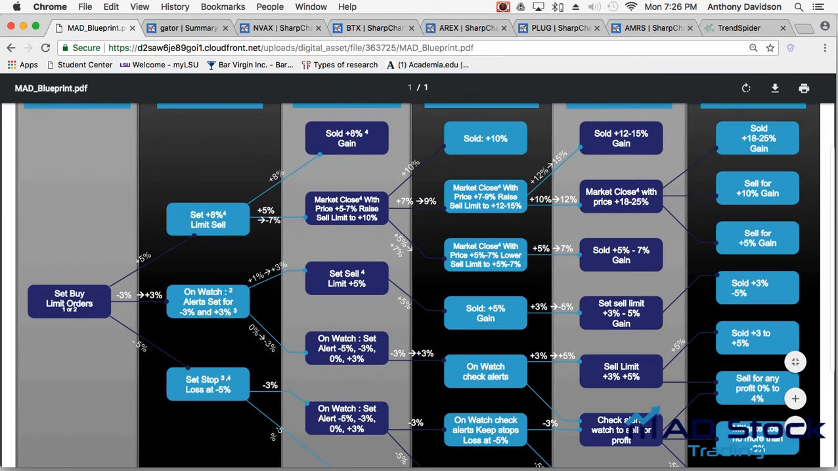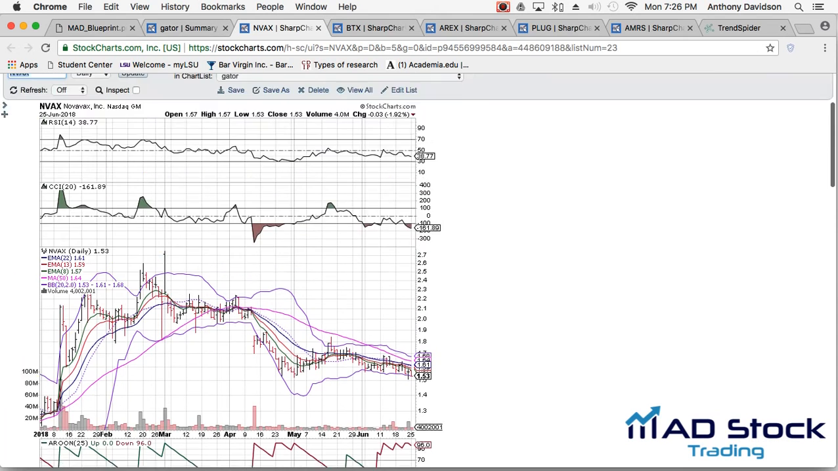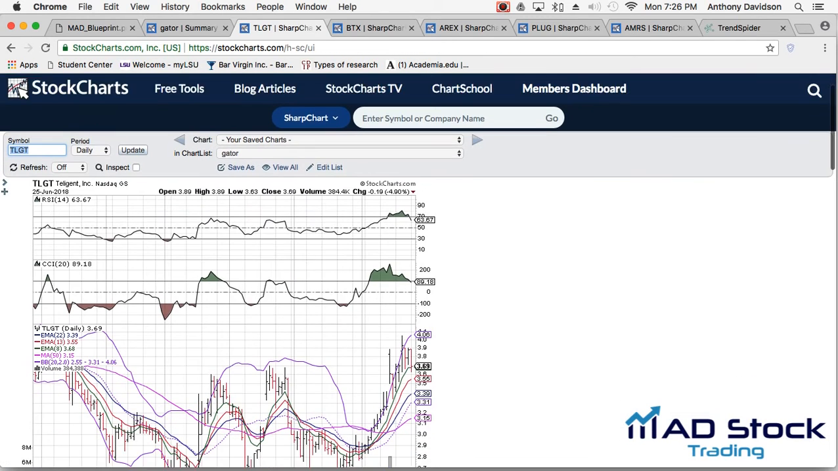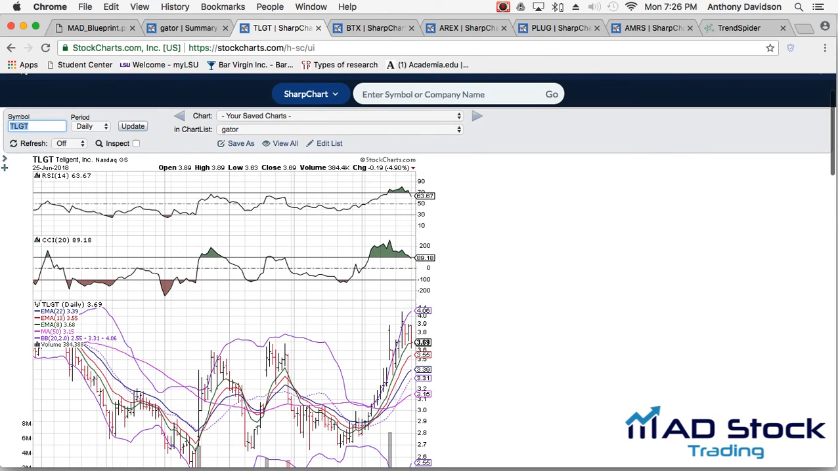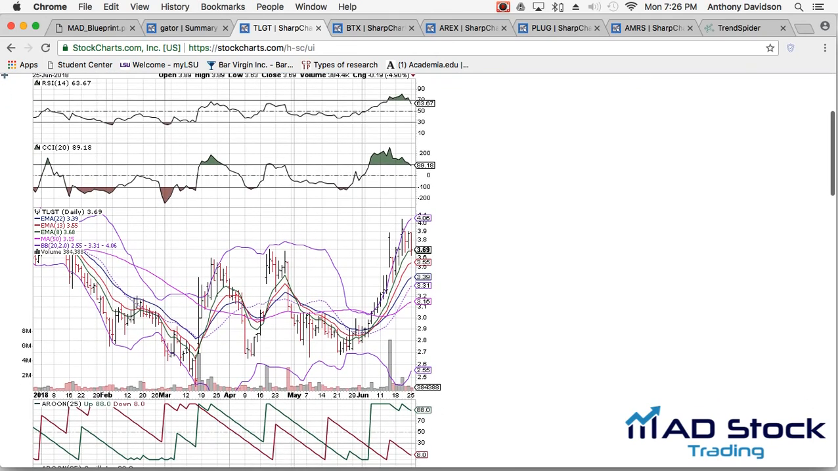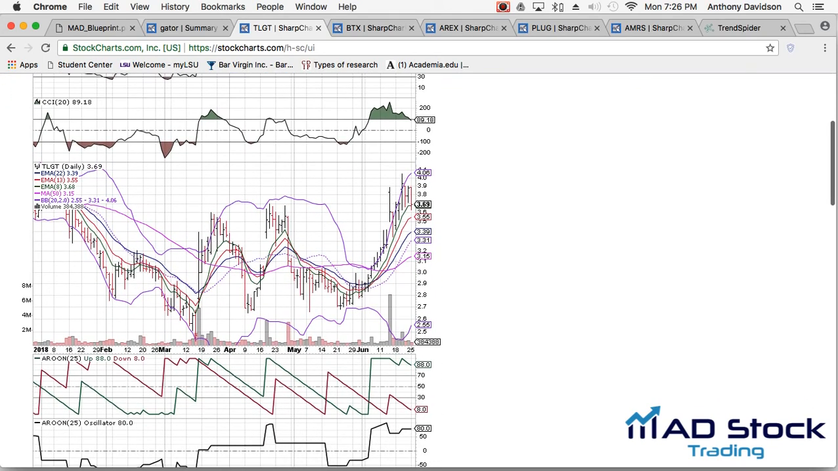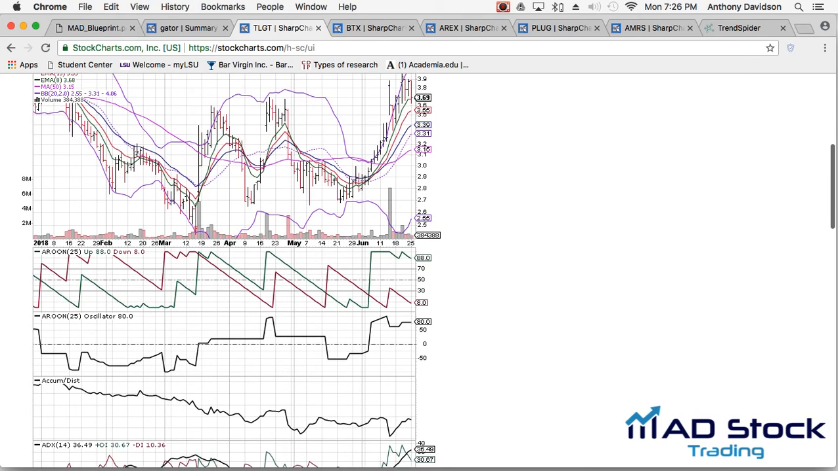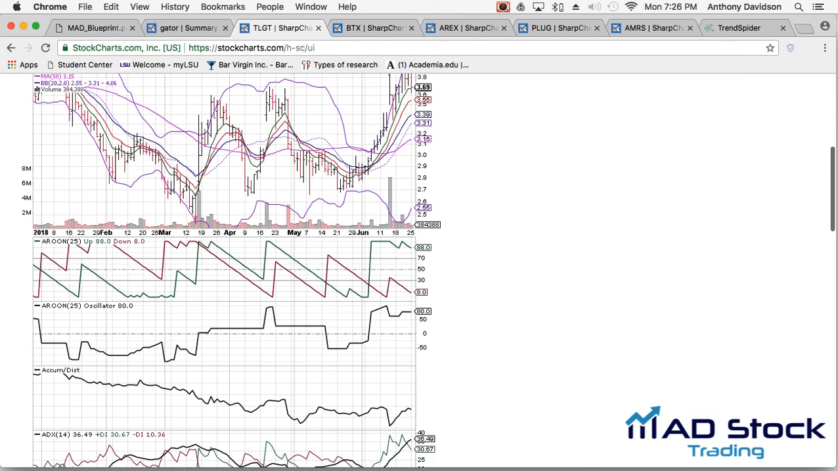And last but not least, we have TLGT. Again, with the market and the way it was today, we got in at 373 and 369, which I really believe is a good entry price on this one, because it has potential.